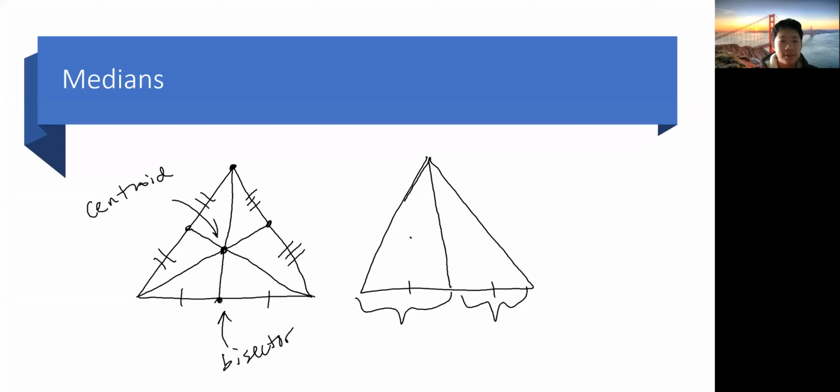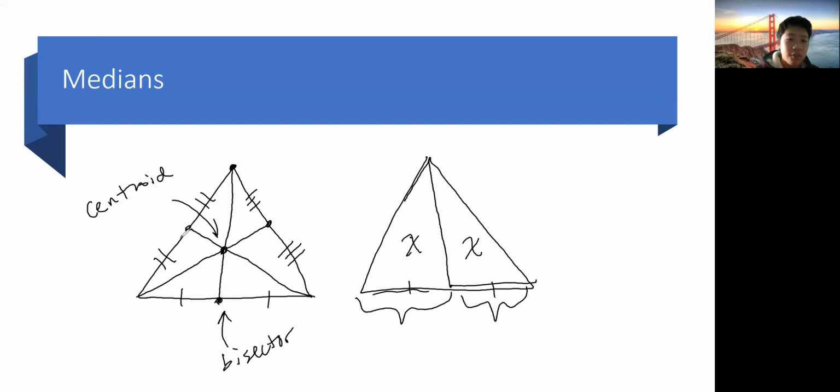All right. So basically, a median is a line that goes from the vertex to the midpoint of the opposite side. And if we draw one median in, it cuts this line in half, which means that these two parts have the same area. If the area is x, then they have the same area because they have the same base and they have the same height.